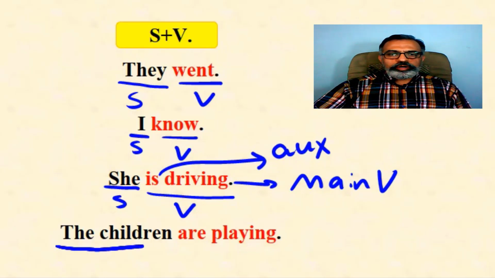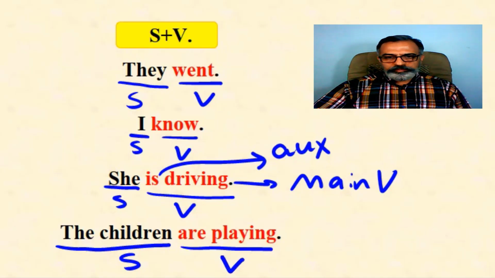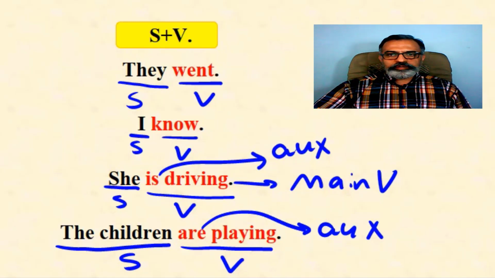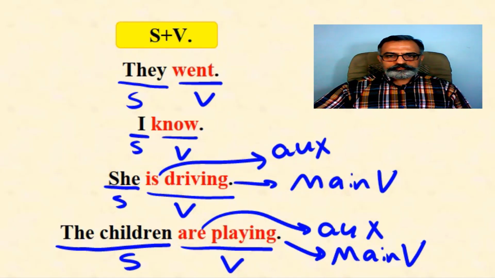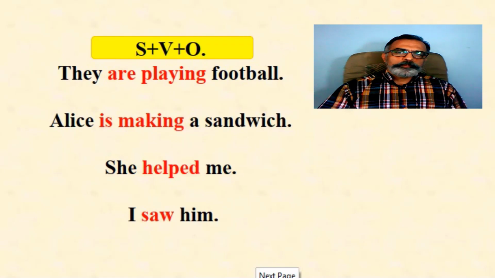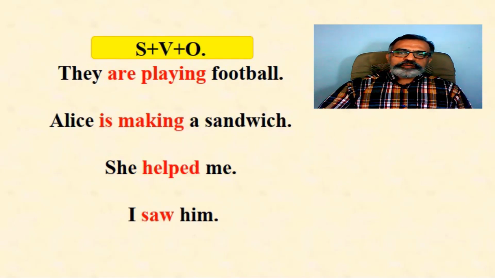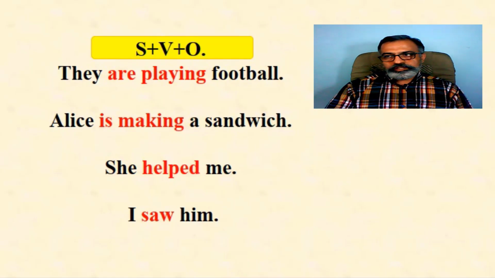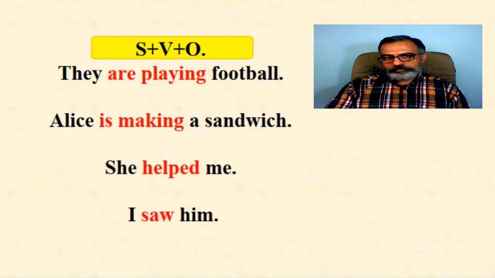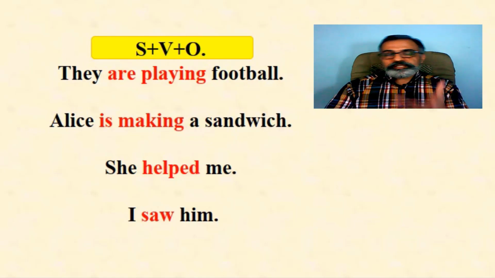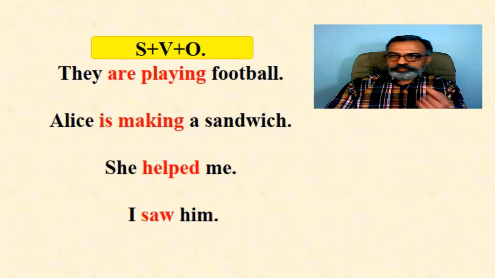The children are playing. The children, subject; are playing, verb, again has two parts, are as an auxiliary verb and playing as the main verb. Subject, verb, object is also a very common structure in English. Subject, verb, object, which is the basic structure of the English language.